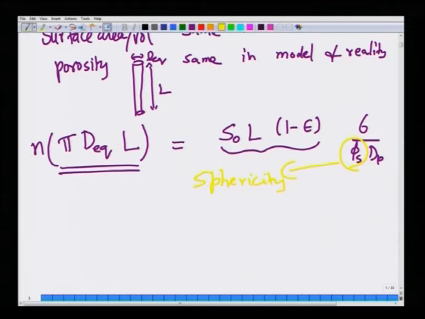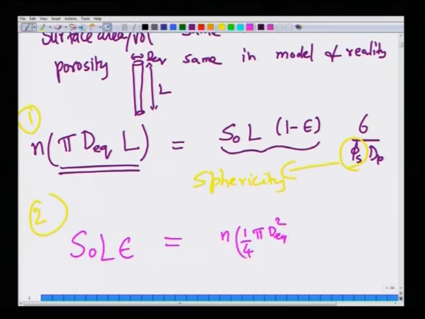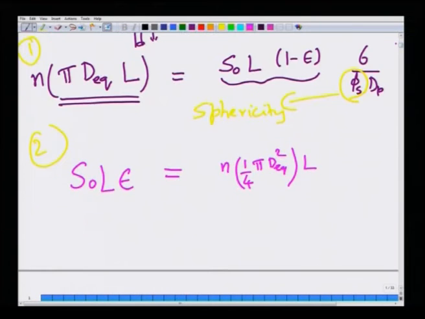Now, having done this, we also require the second relation. This is the first relation. The second relation is that the void volume in the bed, which is S naught L epsilon, is the same as the total volume of the n channels. That is the amount of volume that is available for flow. So, the volume of n channels is pi d equivalent squared by 4, that is the cross sectional area, times the length, times n, the number of such tubes. By equating these two, we can get an expression for D equivalent.